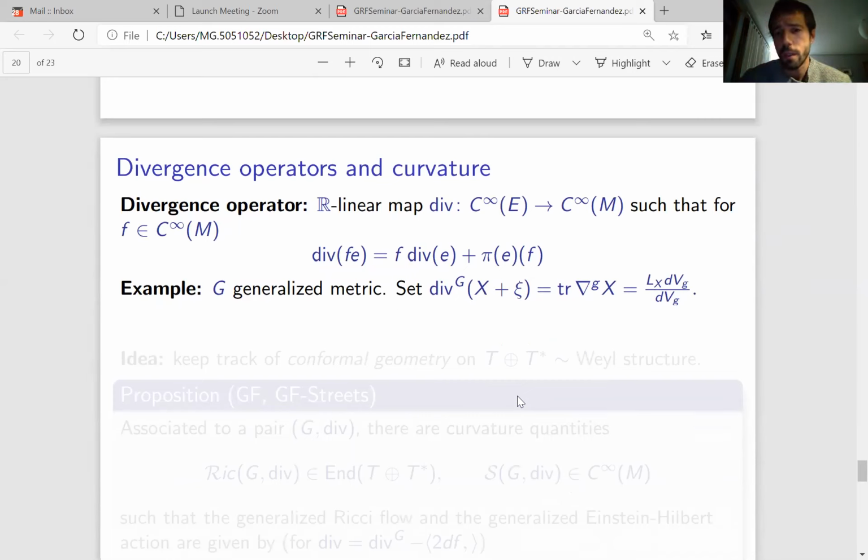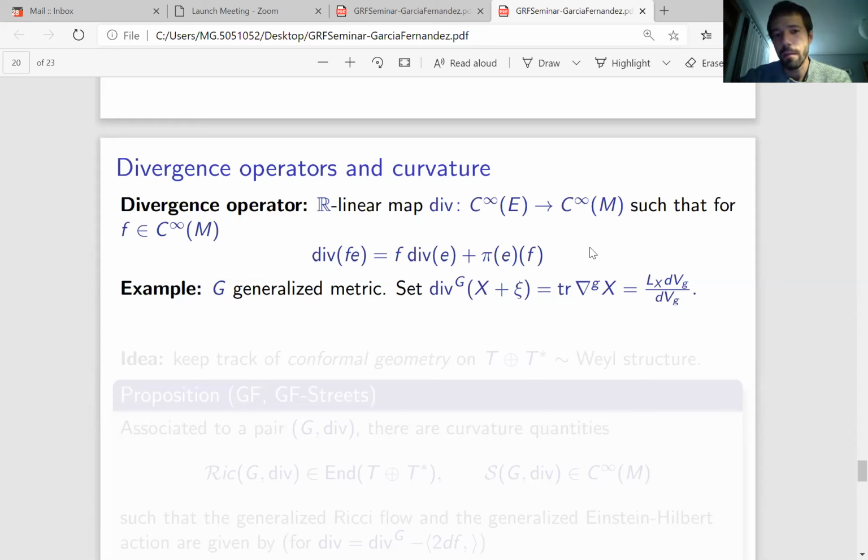to achieve our goal, which is to describe generalized Ricci flow as a natural flow for generalized metrics in a Courant algebroid, we need to introduce the following device, which is a divergence operator, which is a map from smooth sections of E to smooth functions, satisfying the following Leibniz rule with respect to the anchor map. So D of f e, for f a function on the manifold and e a section, is given by f D of e plus pi(e) of f.